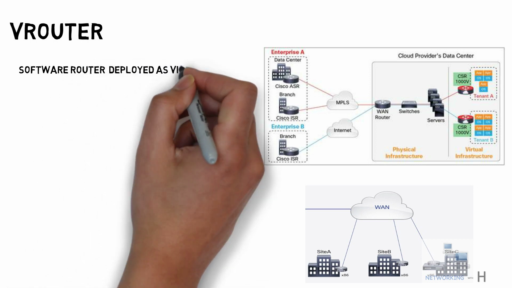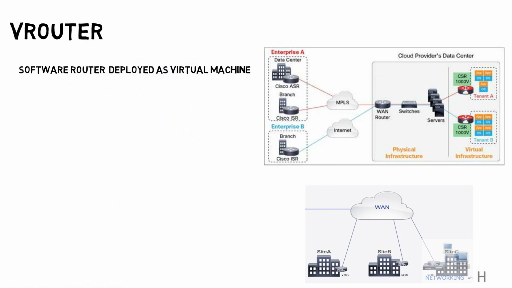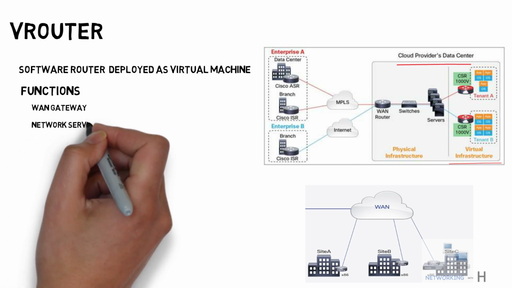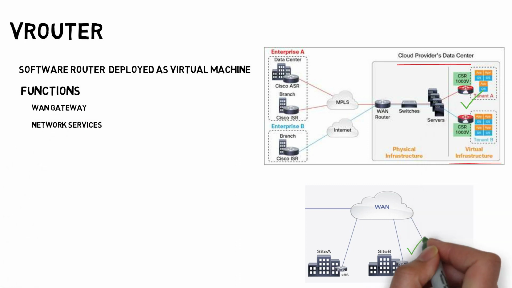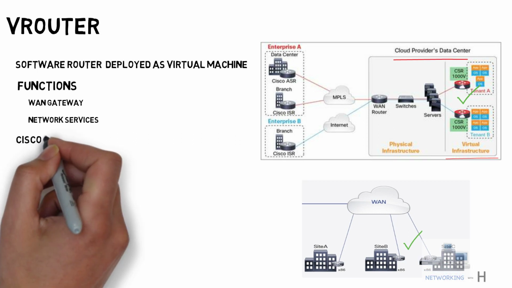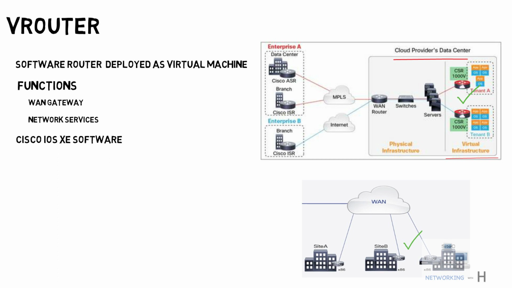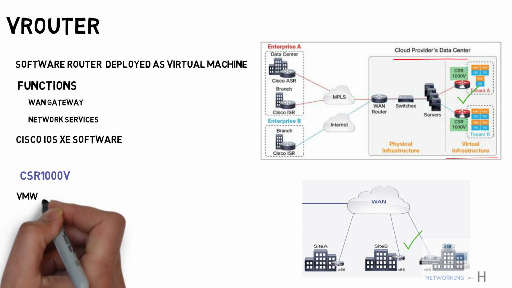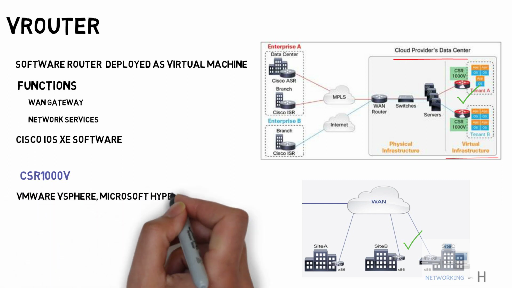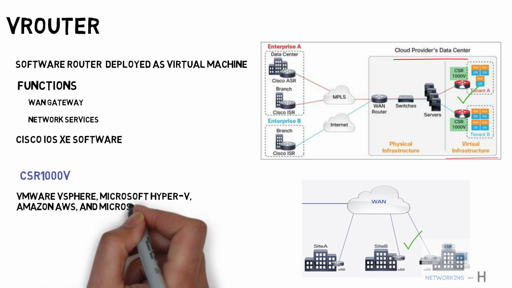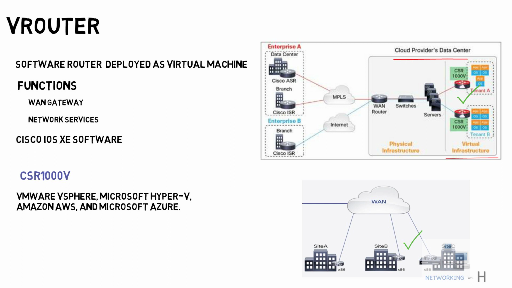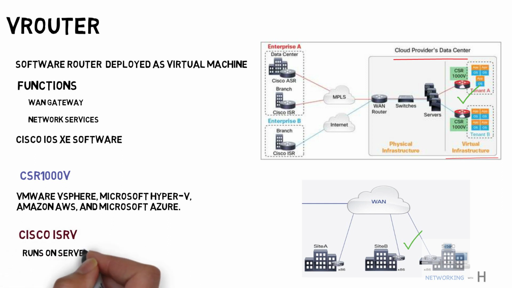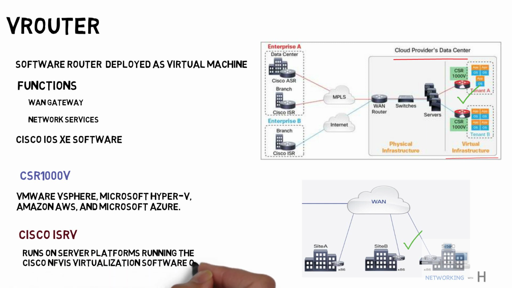Next up is the vRouter or virtual router. It is a software router that an enterprise or a cloud provider can deploy as a virtual machine in a provider-hosted cloud or in its own virtual environment. It delivers comprehensive WAN gateway and network services functionality to virtual and cloud environments. It uses industry-leading Cisco IOS XE software. Two examples of vRouter are CSR1000V, which is supported across multiple hypervisors, such as VMware vSphere, Microsoft Hyper-V, Amazon AWS, and Microsoft Azure, and ISRV. This router runs on a server platform running the Cisco NFVIS virtualization software only.